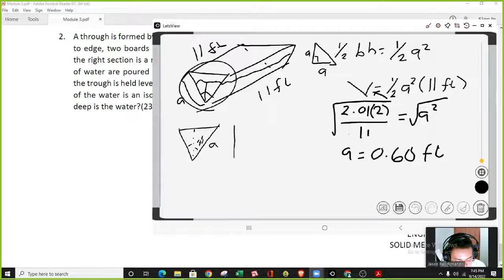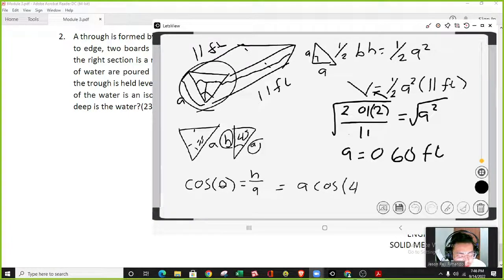So, using that triangle, 45 degrees, A. 45. Okay? Familiar kayo? Cosine. Cosine of theta is equals to adjacent over hypotenuse. Adjacent ng angle which is H all over your A. Right. So, H equals A cosine 45 degrees. Okay? 0.60 cosine 45 degrees.